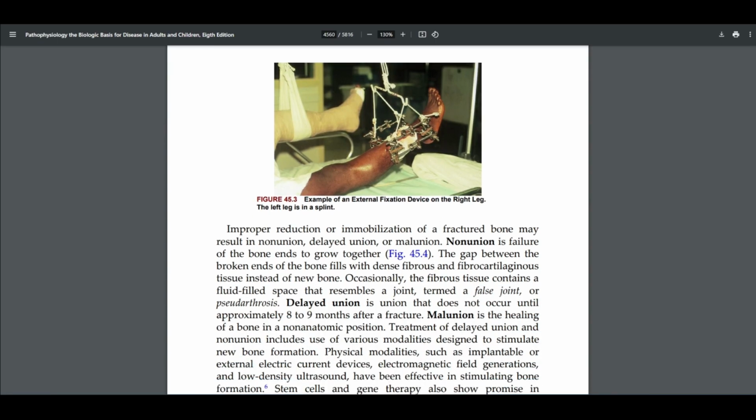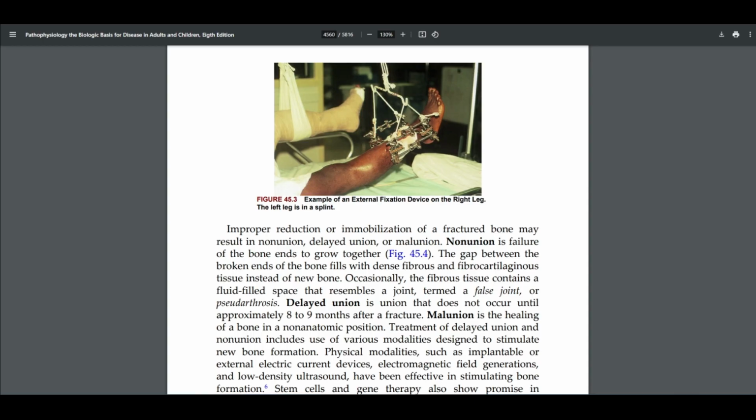Improper reduction or immobilization of a fractured bone may result in a non-union, delayed union, or malunion. Non-union is failure of bone ends to grow together. The gap between the broken ends of the bone fills with dense, fibrous, and fibrocartilaginous tissue instead of new bone. Occasionally, the fibrous tissue contains a fluid-filled space that resembles a joint, termed a false joint or pseudoarthrosis.